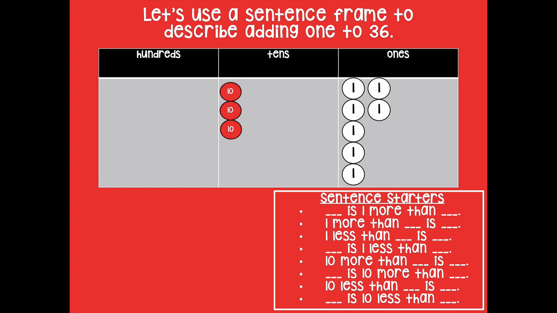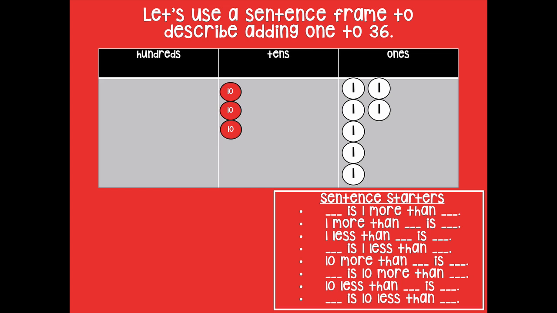So the ones that we would focus on would be blank is 1 more than blank. 1 more than blank is blank. 1 less than, oh, that's not going to make sense, right? Because we didn't take away anything. Okay, so choose from these top 2 sentence starters, and what can we fill in that makes sense?